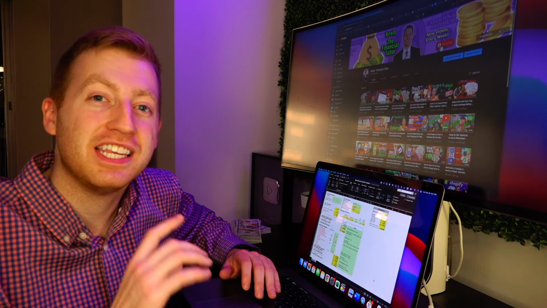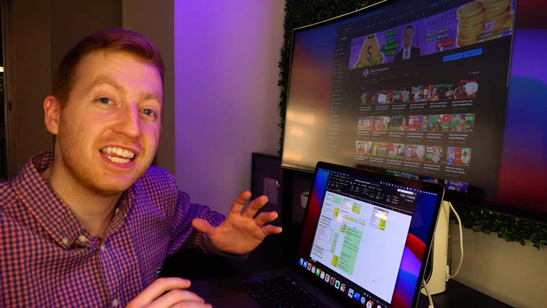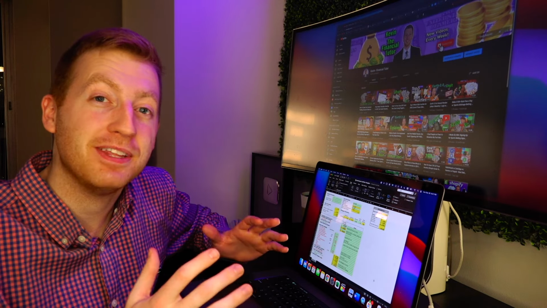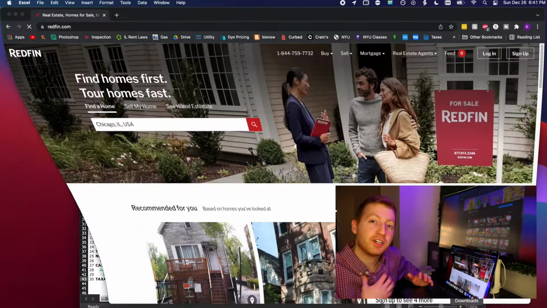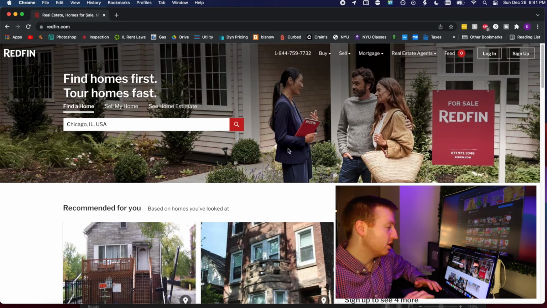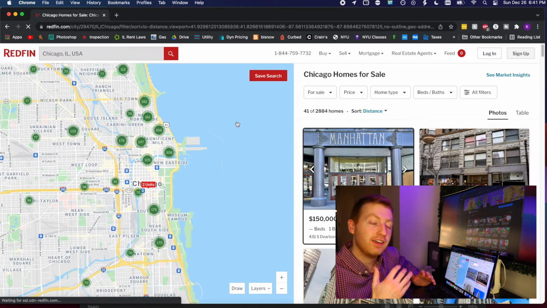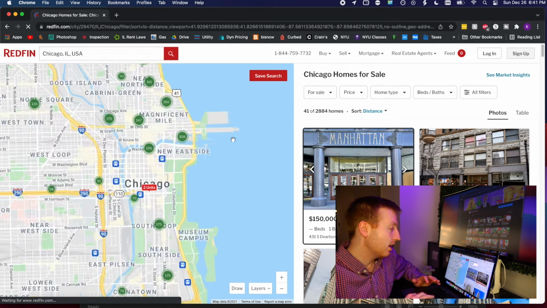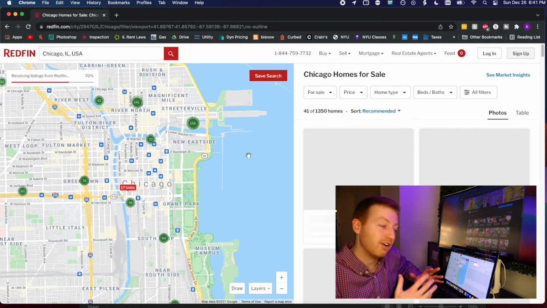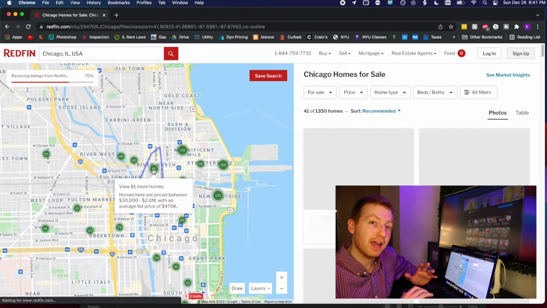So our first step with seeing whether investment property is gonna cash flow positive or negative is actually finding a property to actually evaluate. So I personally like to use Redfin. You wanna search the area. Since I live in Chicago, that's where I have my actual multifamily right now, and in the future where I want to buy another one.